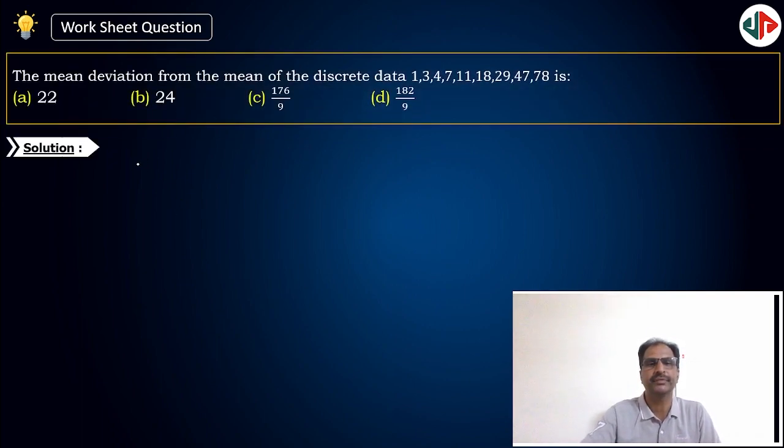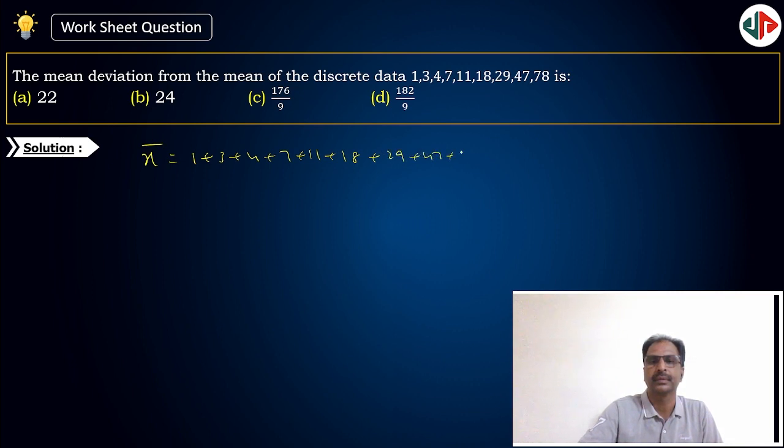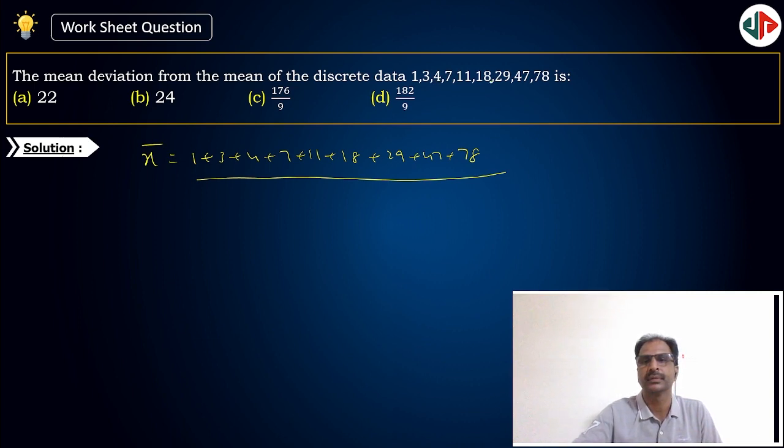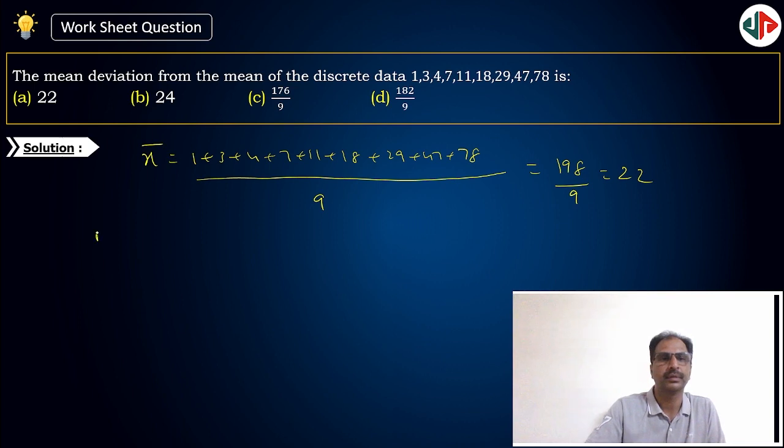Next, mean deviation from mean of the discrete data. To find mean deviation about mean, first you have to find the mean. Mean is nothing but sum of observations by number of observations. How many observations are there? 9 observations are there. So what is the sum? 198 by 9. So 22 is the mean.